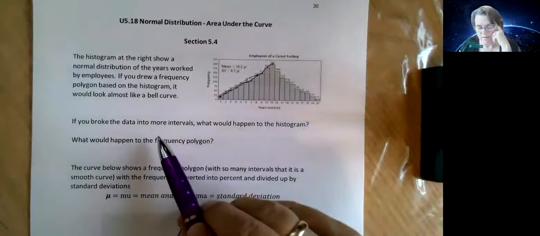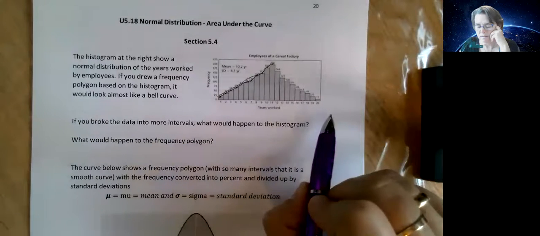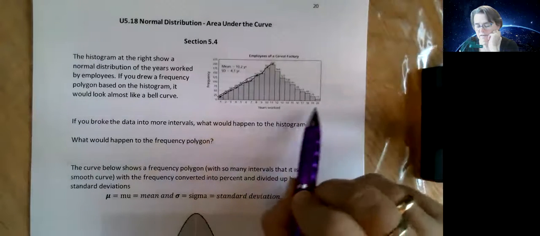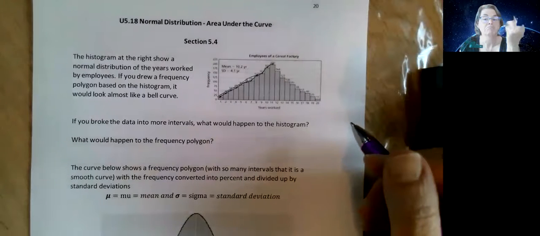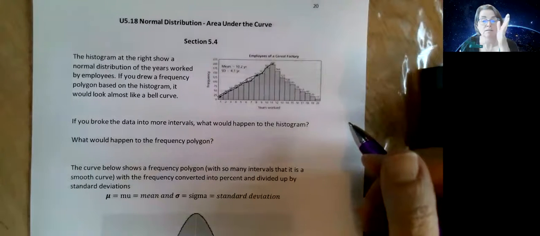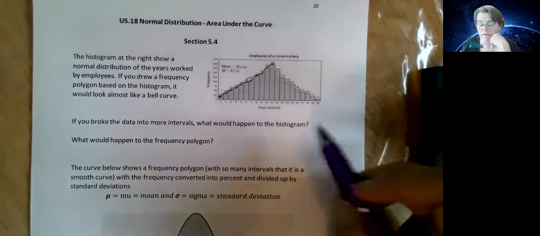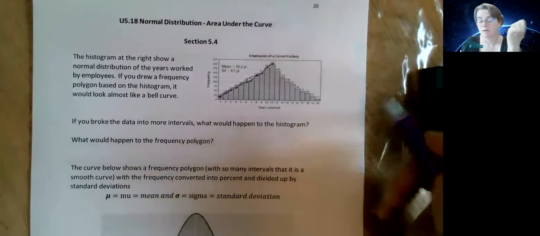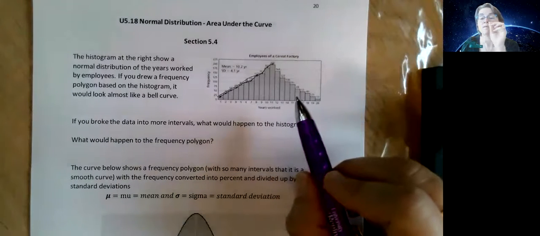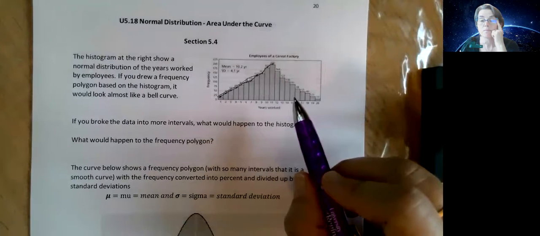Now, what would happen if you took this data and, instead of doing years worked, split it into 6 month periods? So I worked half a year, a year, a year and a half, 2 years, 2.5. What would happen to the number of bars you'd have? Well, of course you'd have more. What if you divided it out into the number of months? You'd have a whole lot of bars now, wouldn't you?